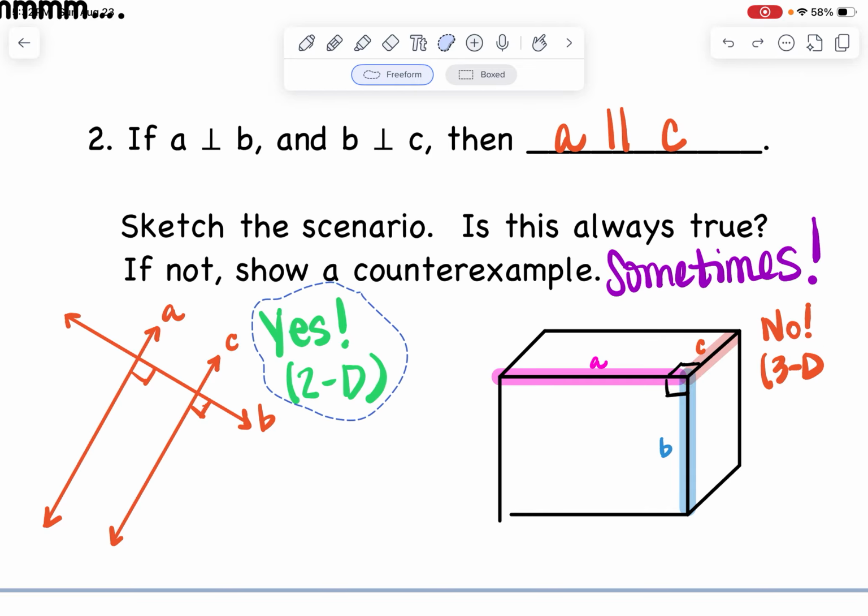Sorry, I was going to try to minimize this a little bit. There we go. It's large.